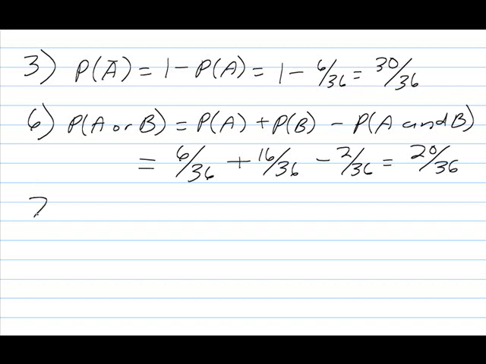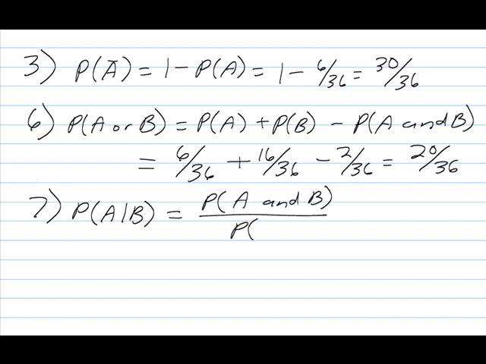We can also use the conditional probability rule. The probability of A given B equals the probability of A and B over the probability of B. This one's not quite as nice and neat just to think about, but if you plug in some probabilities, you can kind of make some sense of it. The probability of A and B is 2 over 36. And if we divide that by the probability of B, which is 16 over 36, then we'll get the probability of A given B. So here we have a complex fraction.